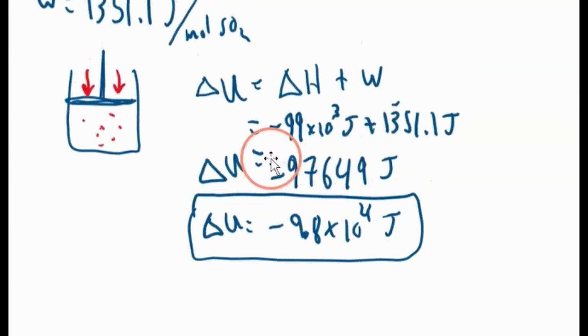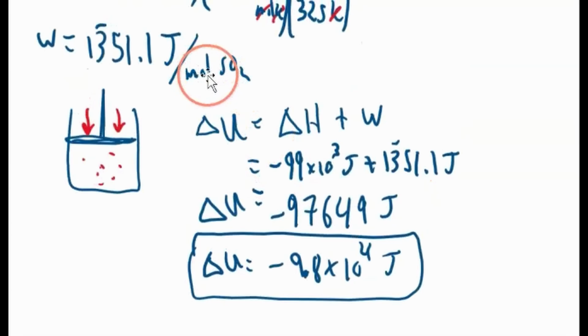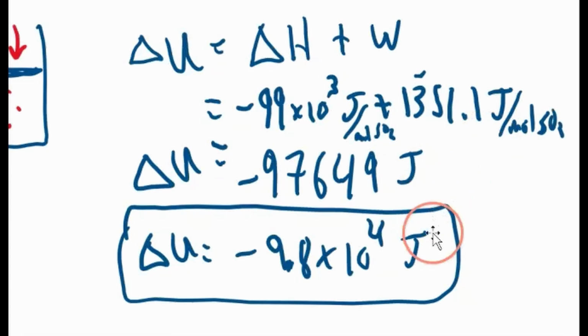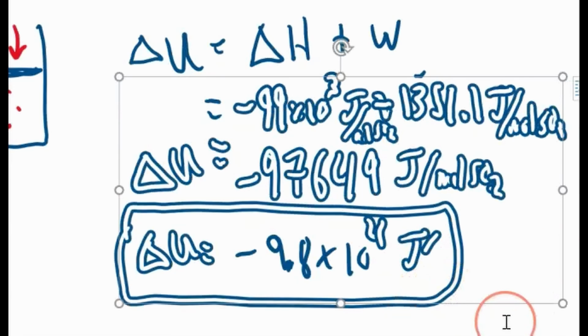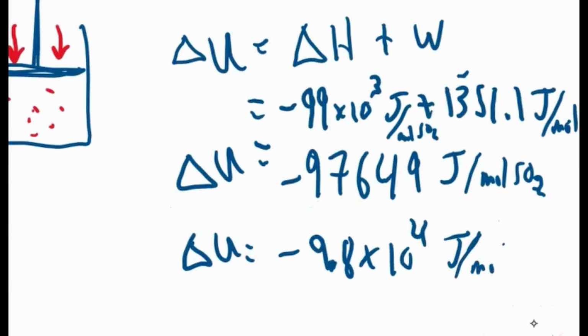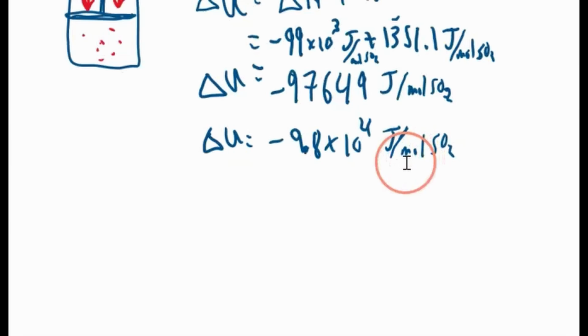Now, this is joules per mole of SO2, right? So this one here, I'm going to zoom in. This is joules per mole of SO2, and this is joules per mole of SO2. That means the internal energy is also in joules per mole of SO2. I'll get rid of the box here. But we really don't care about moles of SO2. We care about grams of SO2. So we need to convert the moles to grams.